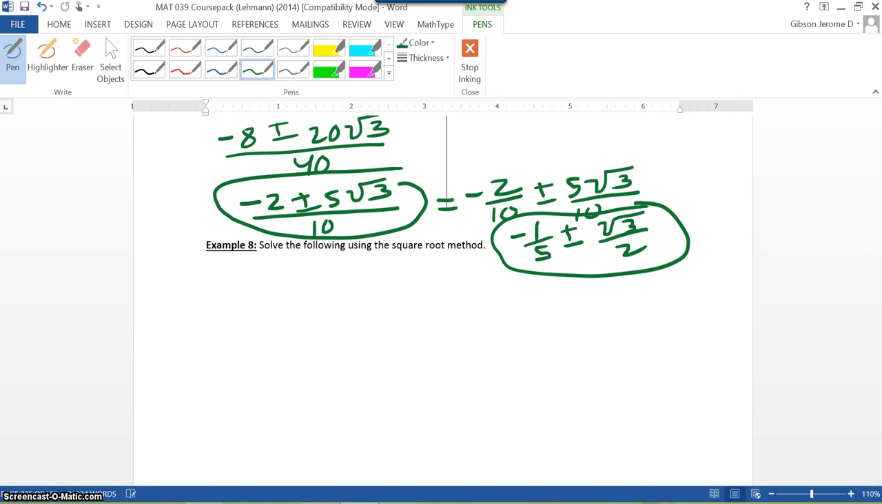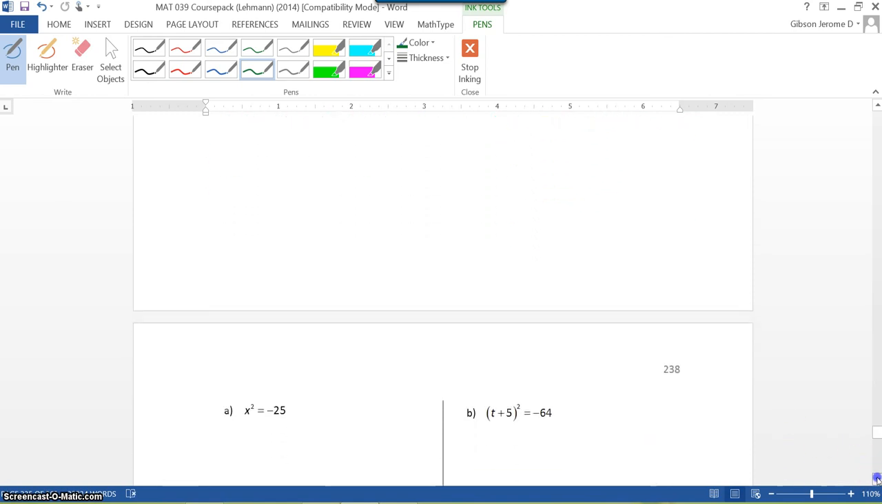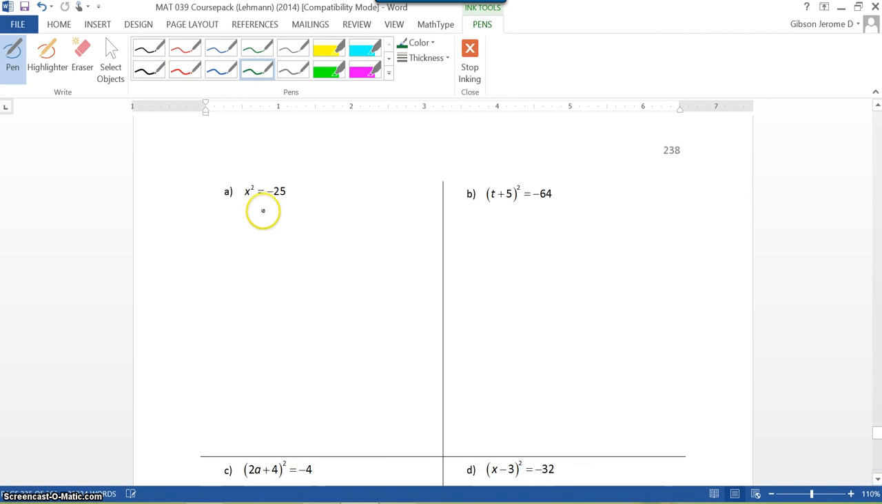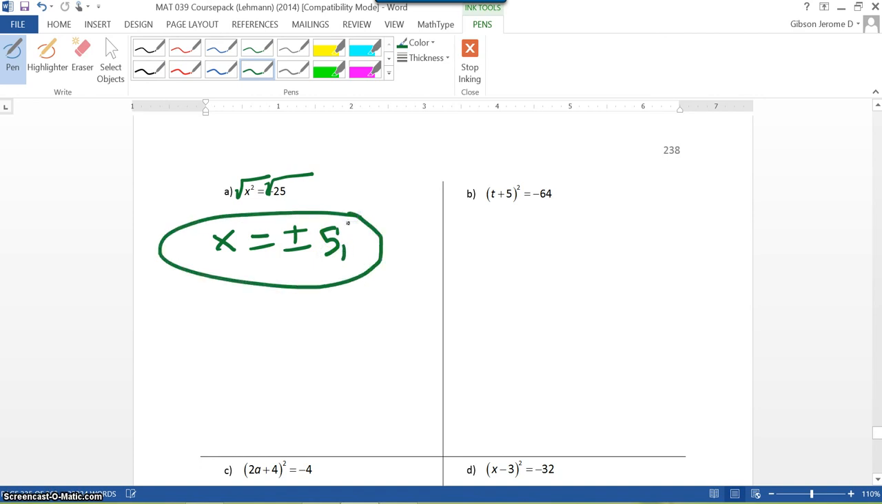Now, they said solve the following using the square root method. Now we scroll down here. Now using the square root method, we know we would take the square root of both sides here. And this will give us x is equal to plus or minus. Remember, this is a negative 25, so it would be 5i. So it would be x equals plus or minus 5i.